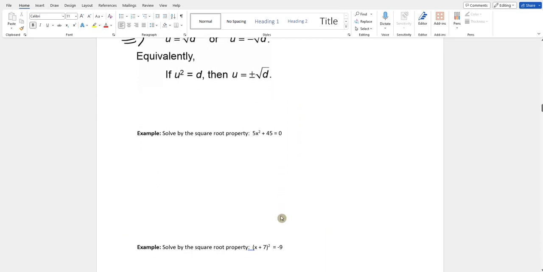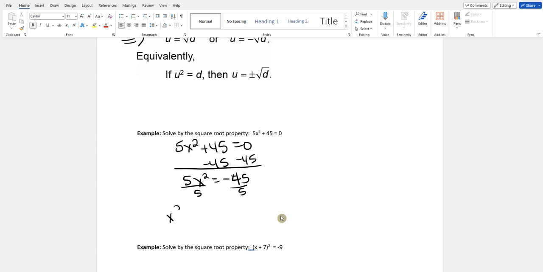So let's look at these next problems, and we're going to solve using the square root property. We have 5x squared plus 45 is equal to 0. So I'm going to go ahead and get x squared by itself. So the first thing I'll do is subtract 45. I get 5x squared is equal to -45, and then I want to divide everything by 5. I get x squared is equal to -9.